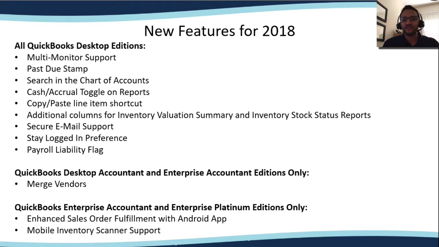We'll do a cash accrual toggle on reports. It's a quick button that can switch from cash to accrual. There's now a keyboard shortcut to copy and paste lines within transactions. They added the capacity to add additional columns to 2 inventory reports, inventory valuation summary and inventory stock status report. The ability to use secure email for Webmail, so anyone using Gmail or Hotmail doesn't have to lower the security settings to use that protocol to send emails through QuickBooks.